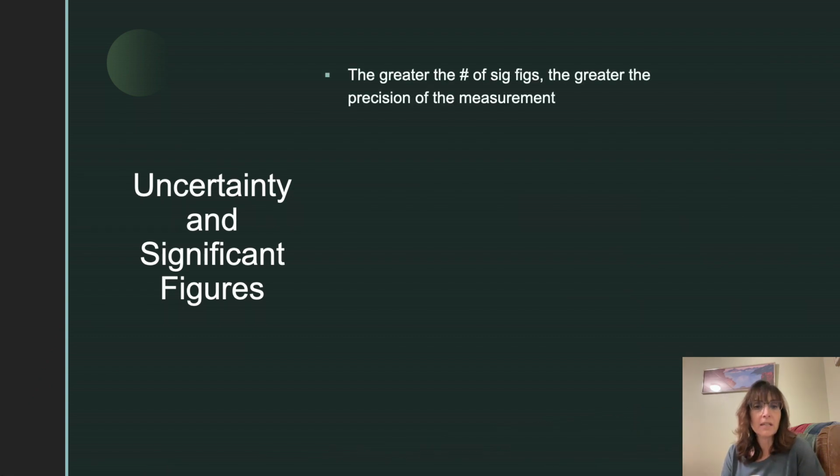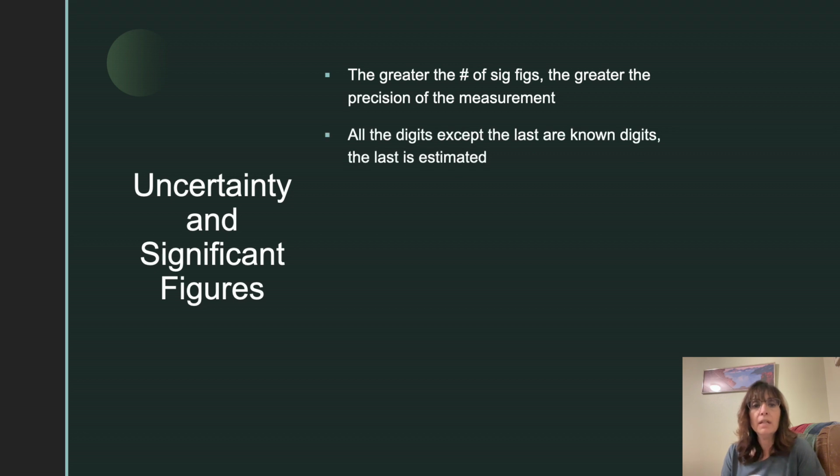In uncertainty and sig figs, you need to know that the greater the number of sig figs, the greater the precision of the measurement. And also, when we write down a number, all of those digits, except the last one, are known digits. That last one is estimated. Go back to the graduated cylinder example. If I say 19.5, I know for sure it's 19. It's between 19 and 20. But I don't know that it's exactly 0.5, could be 0.3, could be 0.7. We just don't know.